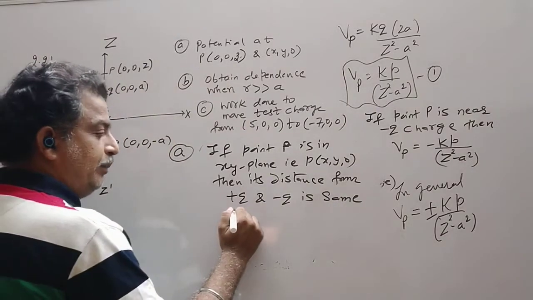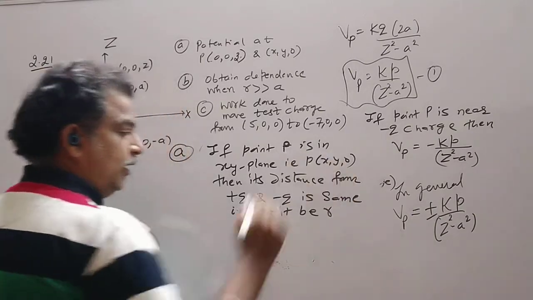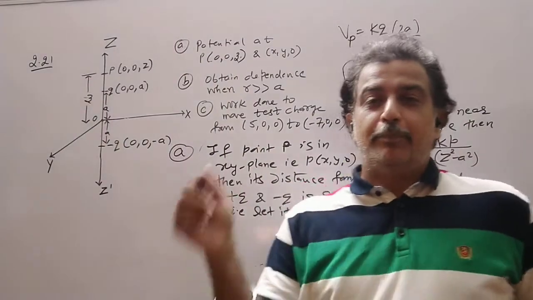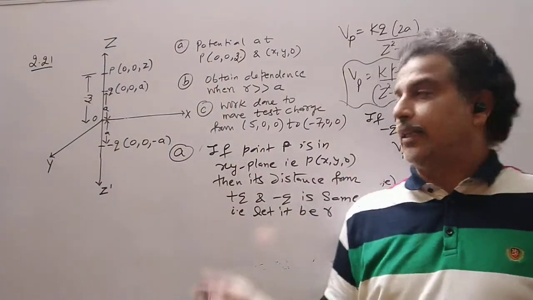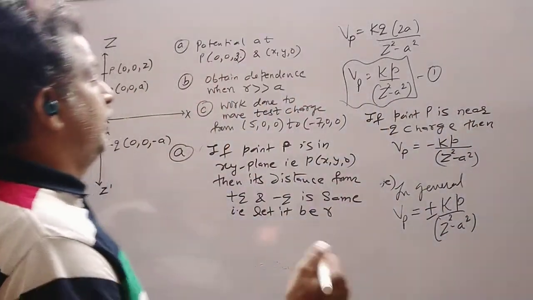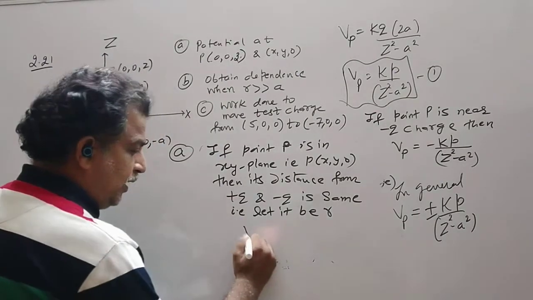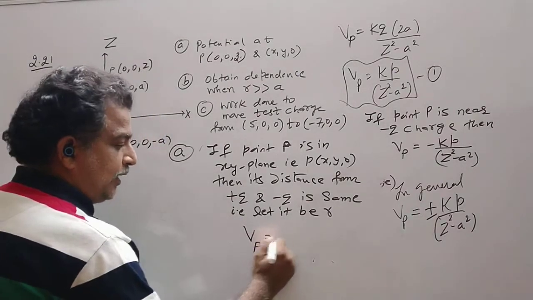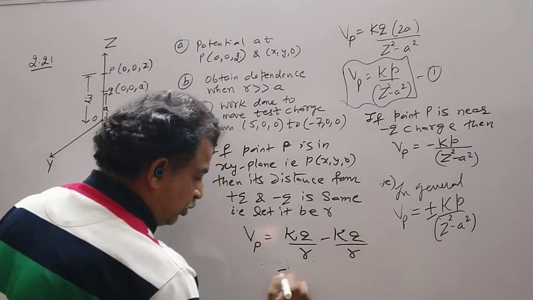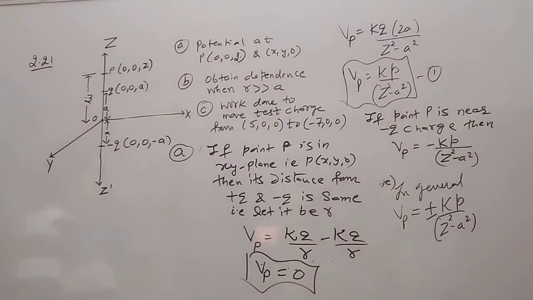Let it be r. Also you can say that point P is in a plane which is a perpendicular bisector of the z-axis. So let this distance be r. So Vp at that situation will be kq upon r minus kq upon r. So potential in the xy plane comes out to be 0.